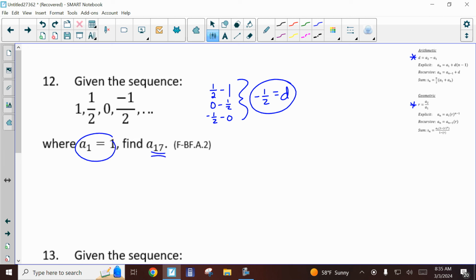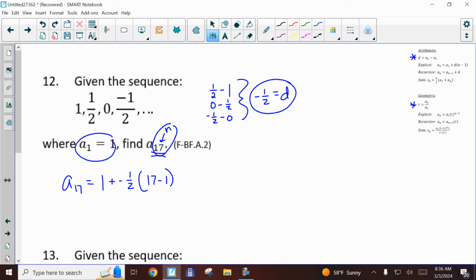Now that I have D, and now that I have A1, I can figure out what A17 is. That means we're looking for the 17th number in the list. So anytime they give me this little number down here, that's the value of n. Now I have all 3 numbers to plug into the explicit formula. A17 is going to be the first term plus the common difference multiplied by 17 minus 1. And at that point, it's all just calculator work.